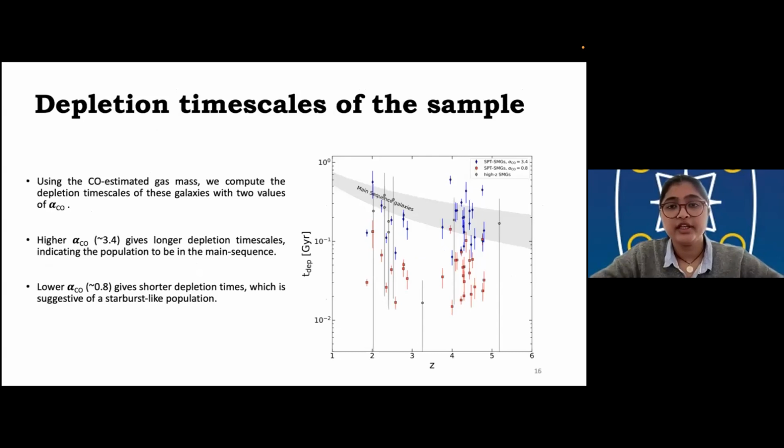So basically, if we compare the depletion time scales estimated by both these alpha COs in the plot here against the redshift, what we can see is using a higher alpha CO indicates that our population is more likely to be main-sequence dominated, and a lower alpha CO gives us much shorter depletion time scales, which is more suggestive of a starburst-like population. But with what we have right now, we can't really disentangle between these two populations.